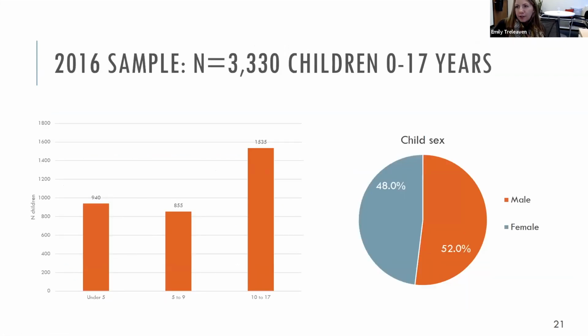So looking at our sample in 2016, the team sampled 3,330 children, just under 1,000 kids under 5, a slightly smaller number of children of primary school age, and then just over 1,500 10 to 17-year-olds. We had slightly more boys than girls in the data set, which is what we would expect since there has been, since 2008, a slight skewness in the sex ratio at birth among the CVFS sample and in Nepal more broadly.